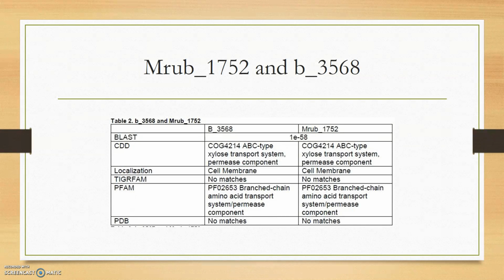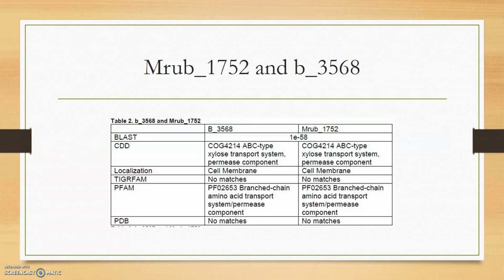The second gene was M. ruber 1752. The BLAST that I ran for this against E. coli 3568 gave me an e-value of 1 times 10 to the negative 58. This, again, is indicative that the two genes are not randomly evolved to be similar, but are likely descended from the same gene.